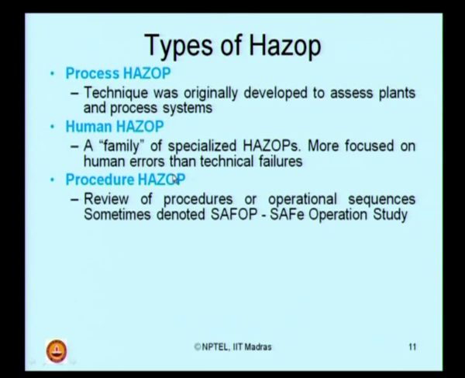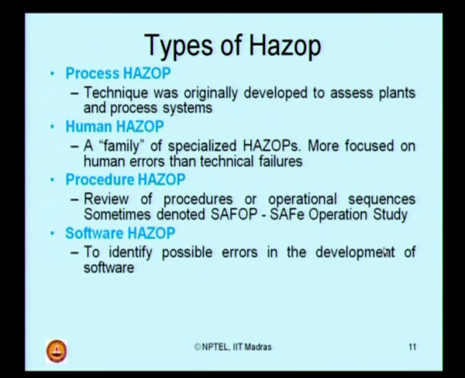Sometimes procedure Hazop is called SAFOP, safe operation study. That is a different name given in the literature for a specific kind of Hazop which focuses on procedures or operational sequences. The last type of Hazop study is what we call software Hazop. This is a beneficial extension of Hazop study. Initially Hazops were meant only for chemical plants. Now it has been extended to a greater extent so that even software industries use Hazop study. So, software Hazop is to identify possible errors in the development of software.